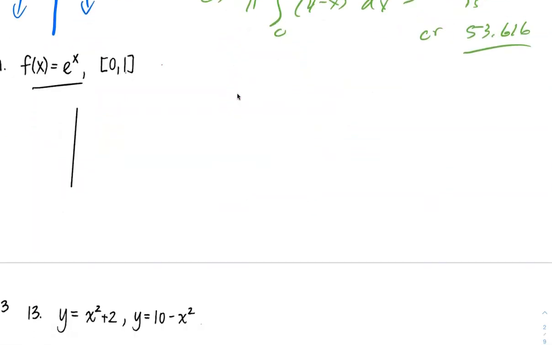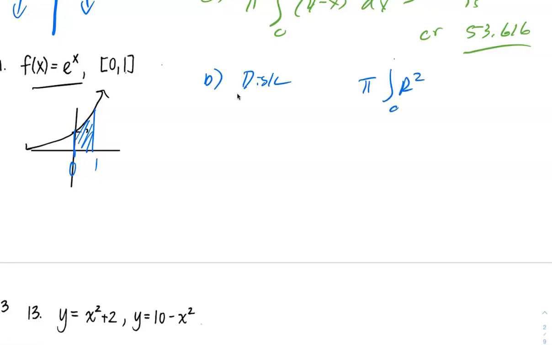Next one. So let's see, f of x equals e to the x. If I was drawing it out, e to the x crosses at 1, like that. And we're going from 0 to 1. So we want that area right there. This is another disk method. So the formula is pi capital R squared from 0 to 1 dx. So what is my R? R is the top to what we rotate against. So e to the x minus 0.